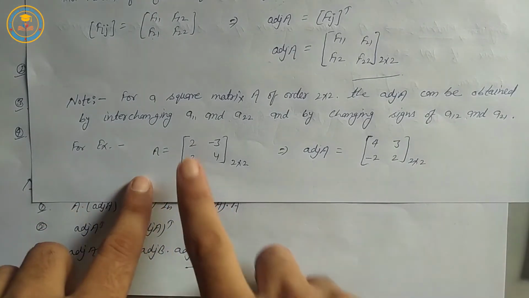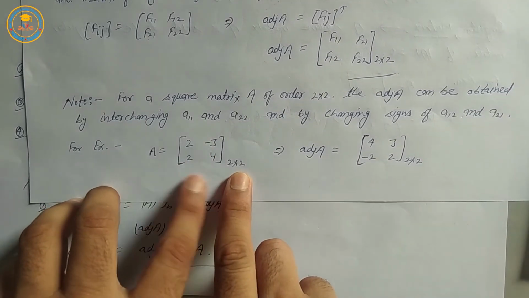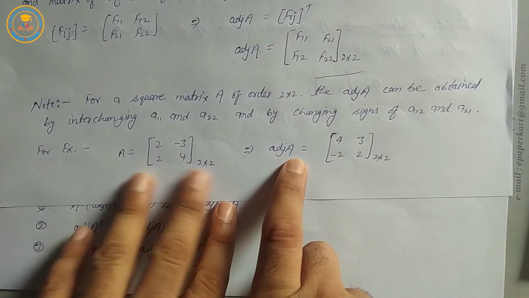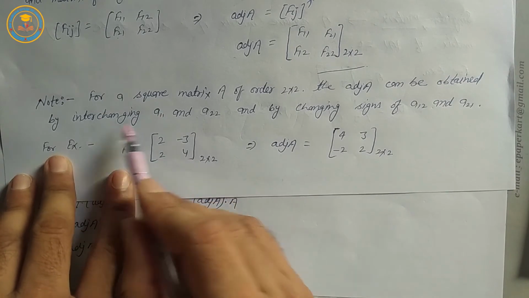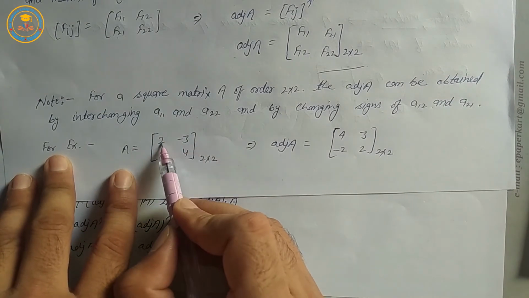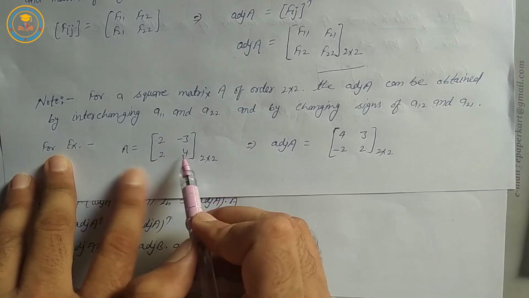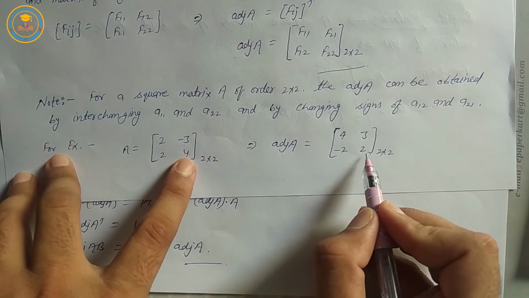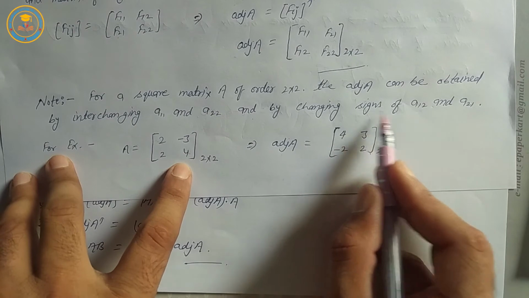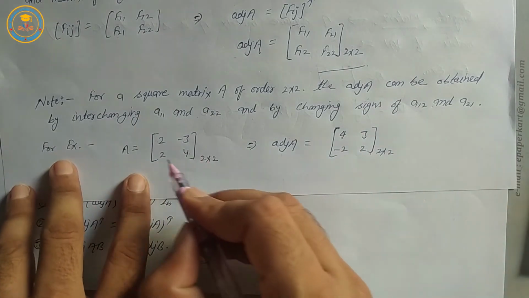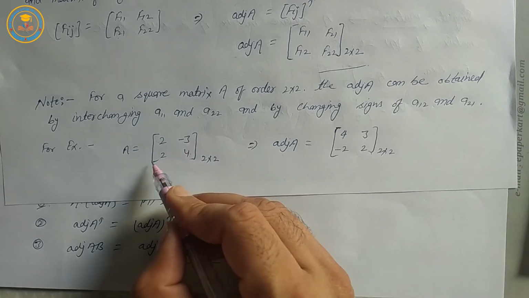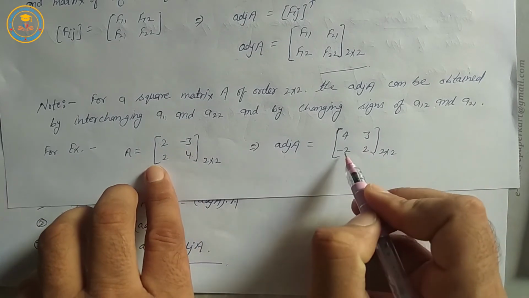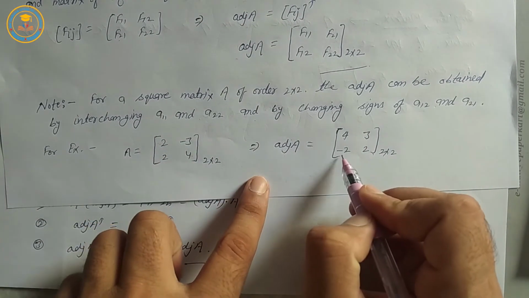For example, matrix A, of order 2 by 2, A equals [2, -3; 2, 4]. Then the direct value of adjoint A: interchanging A11 and A22 means 2 and 4 become 4 and 2. Changing the sign of A12 and A21 means -3 becomes +3 and 2 becomes -2. This is adjoint A.